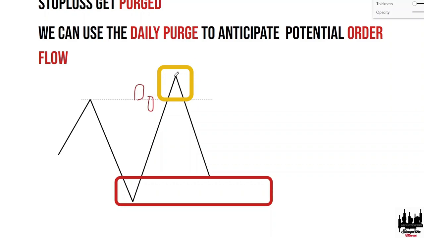So once you determine and confirm your purge, you're expecting what? In this instance, a bearish order flow. Why? Because the buyers were trapped. So once the buyers got trapped, you expect a bearish order flow until when? Until your discounted area.